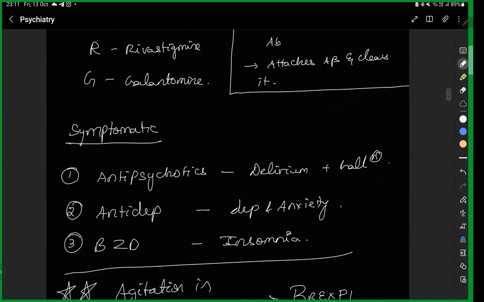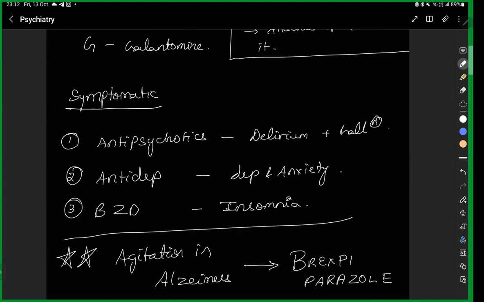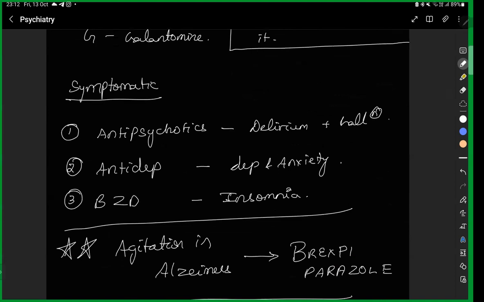What is going to be your symptomatic treatment? Number one, antipsychotics. You can have delirium and hallucination, so antipsychotics are given to inhibit the delirium and hallucination. You can go for antidepressants to help with depression and anxiety. Benzodiazepines will be given for insomnia. There will also be agitation in the Alzheimer's state.